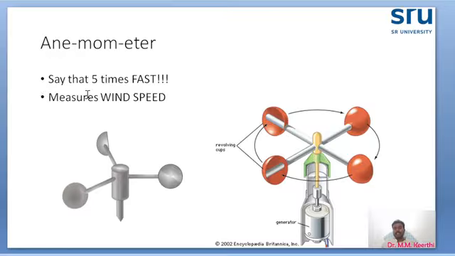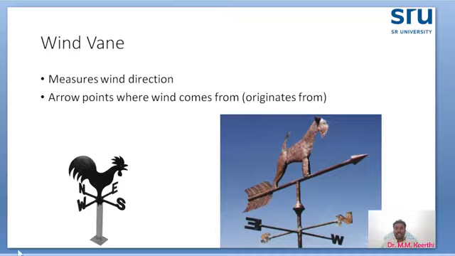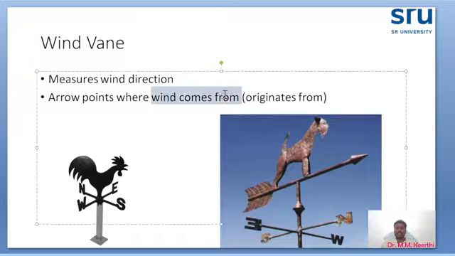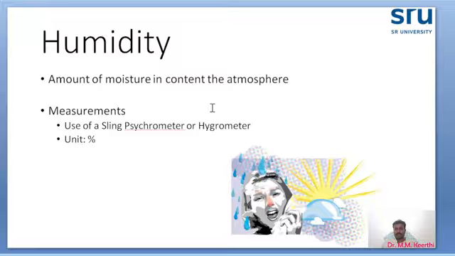Anemometer. The anemometer is an instrument used for measurement of wind speed. This is the anemometer model. Wind vane. This is a wind vane, which is used for the measurement of wind direction. Where the arrow is pointing, that is where the wind comes from. That indicates the area of origin of the air, meaning the wind comes from that area.